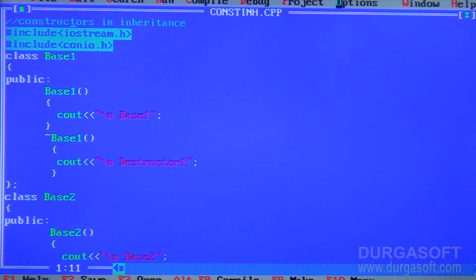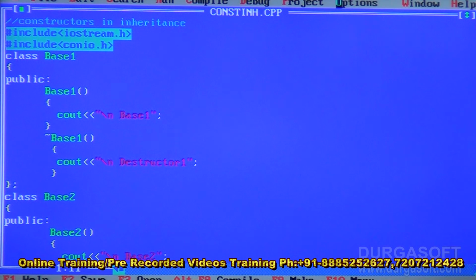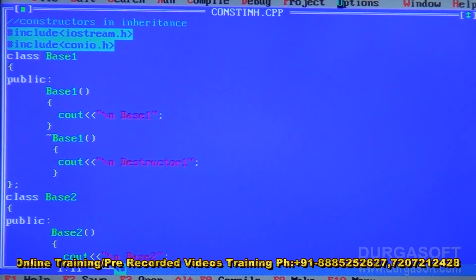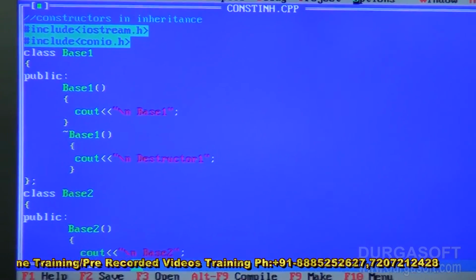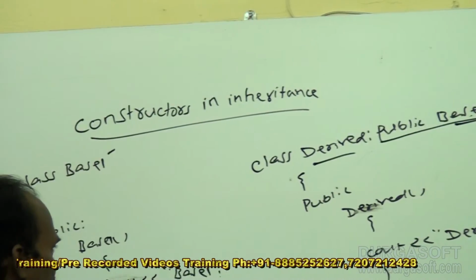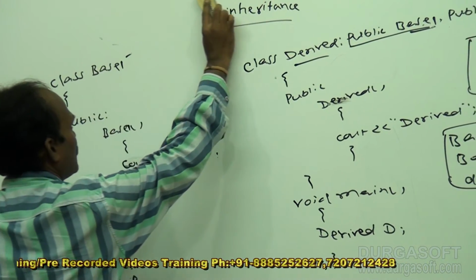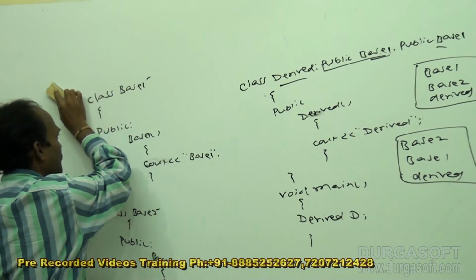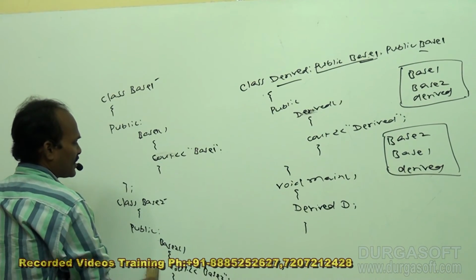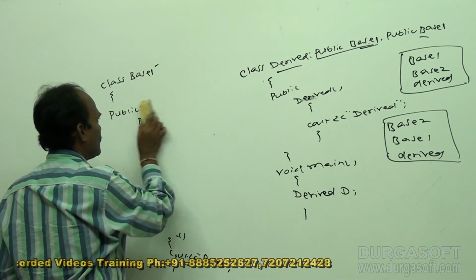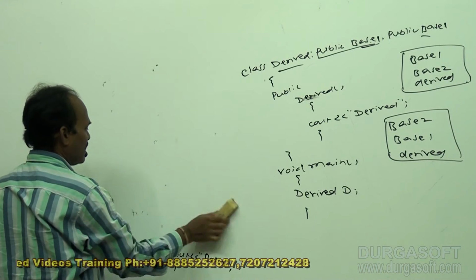Suppose in the inheritance, the base class constructor is taking some arguments. When the base class constructor is taking arguments, then it is the responsibility of the derived class to supply parameters for the parent class constructor. How to supply parameters for the base class constructor, I will discuss now.